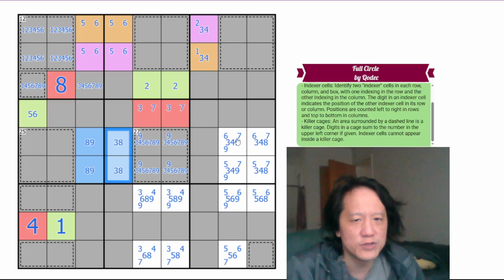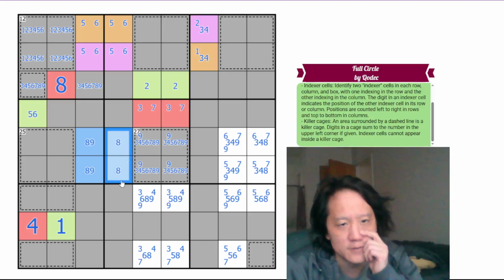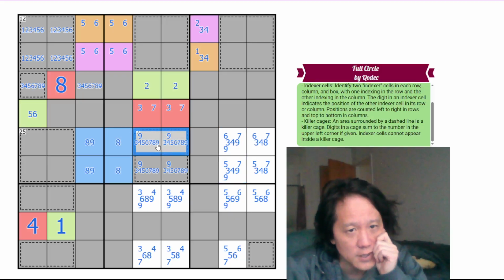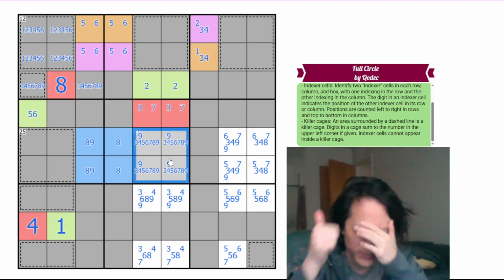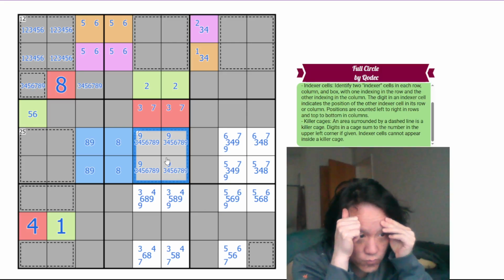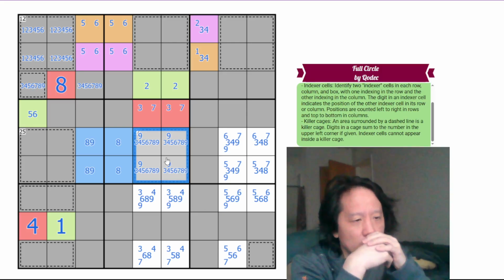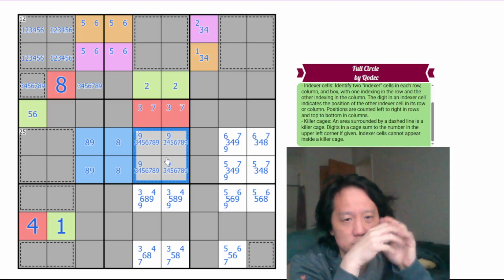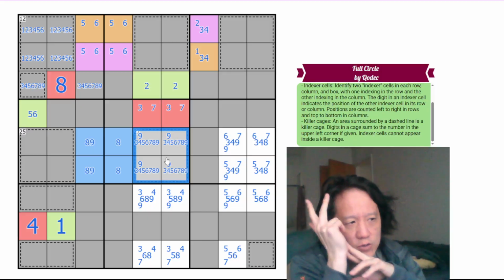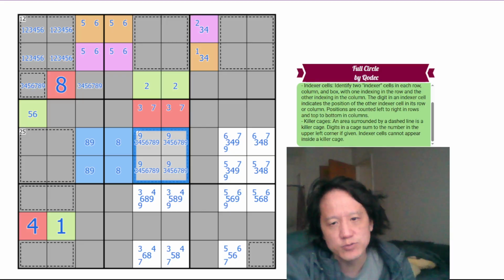And this cannot be 3 because that would be, therefore this is 8. So this is guaranteed to be 8, indexing the row. So this cannot be 8. So that eliminates what? That eliminates 3, 7, 8, 9, 4, 6, 8, 9. So we only have 5, 6, 7, 9 left. So this would then become a 5, 6, 7, 9 quadruplet, which eliminates 7 as a possibility here.